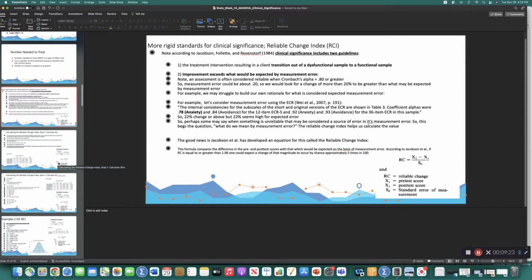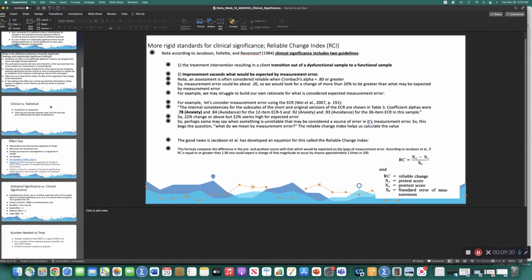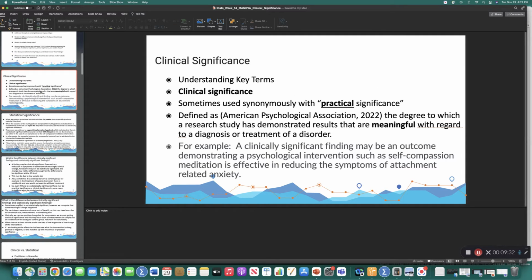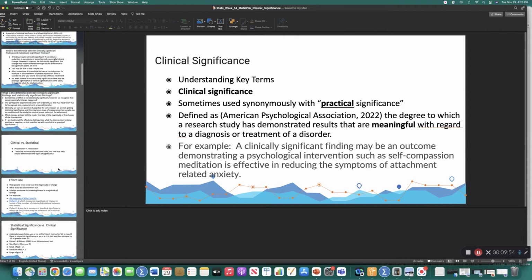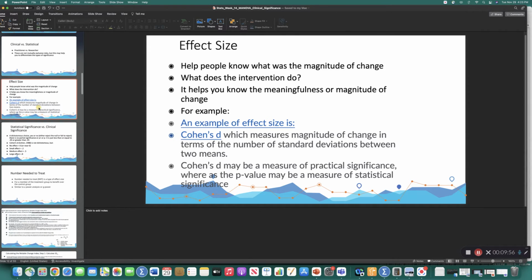So when it comes to clinical significance, you could use the APA definition, going back to that slide, where we're talking about a meaningful change with regard to a diagnosis or treatment of a disorder. Or you could use Jacobson and colleagues' more stringent criteria, which suggests that we move from dysfunction to function, and also that the amount of change exceeds what would be expected due to measurement error.